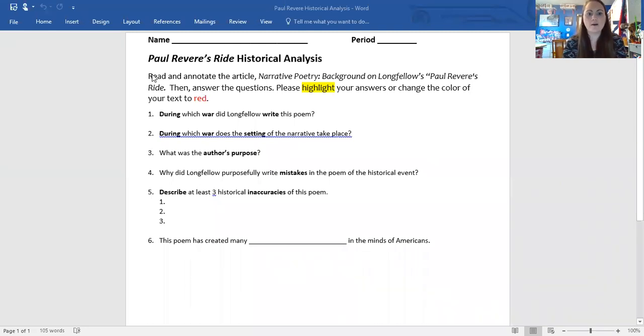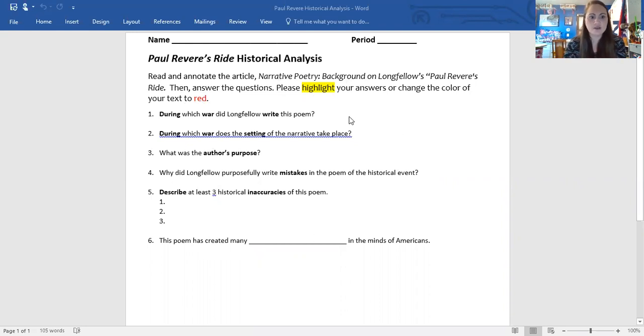Okay, so now that you have read that and analyzed it with me, now you're going to go to the questions that I have for you. Just to review, make sure that you highlight your answers or change the color of your answers to red. This is a direction, it's easier for submission. So you're going to answer these 6 questions, making sure that you answer each one.